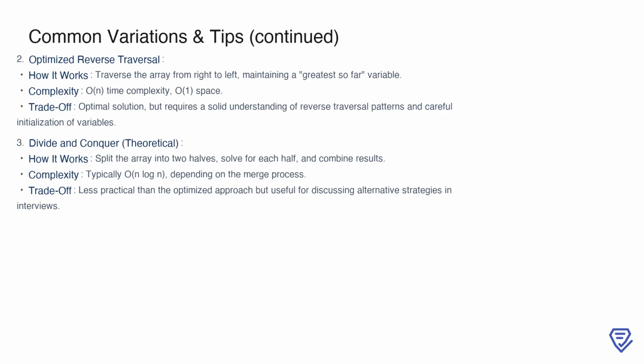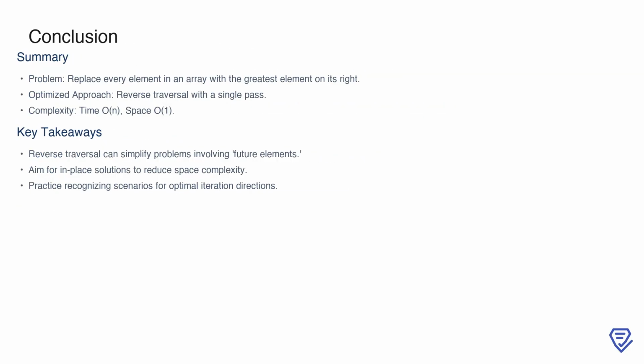This involves splitting the array into two halves, solving for each half, and combining the results. While this method typically has a complexity of O(n log n), depending on the merging process, it's less practical than the optimized approach. Nevertheless, it's a useful strategy to discuss in interviews as it demonstrates your ability to explore alternative solutions. Understanding these trade-offs will help you explain your thought process clearly and show that you're thinking critically about the problem. Great job! To summarize, we tackled a common array manipulation problem and explored both brute force and optimized approaches. Remember to practice reverse traversal and in-place solutions.